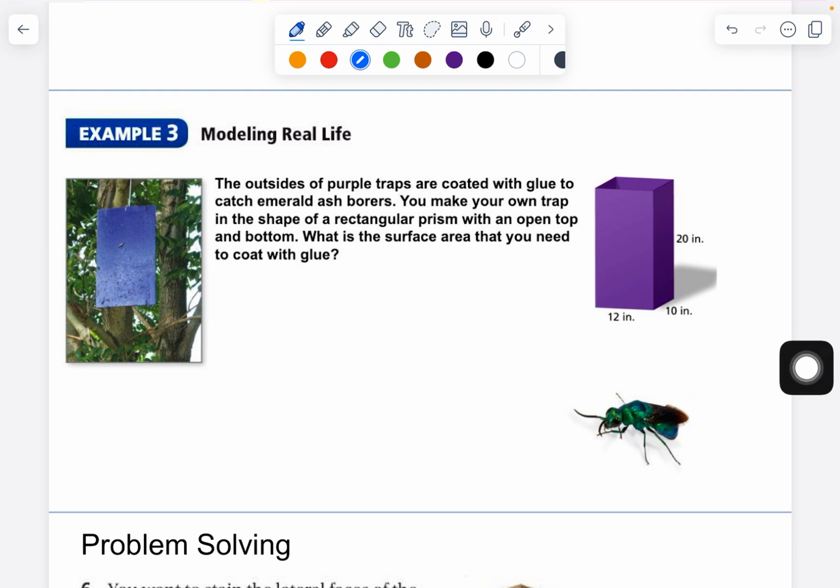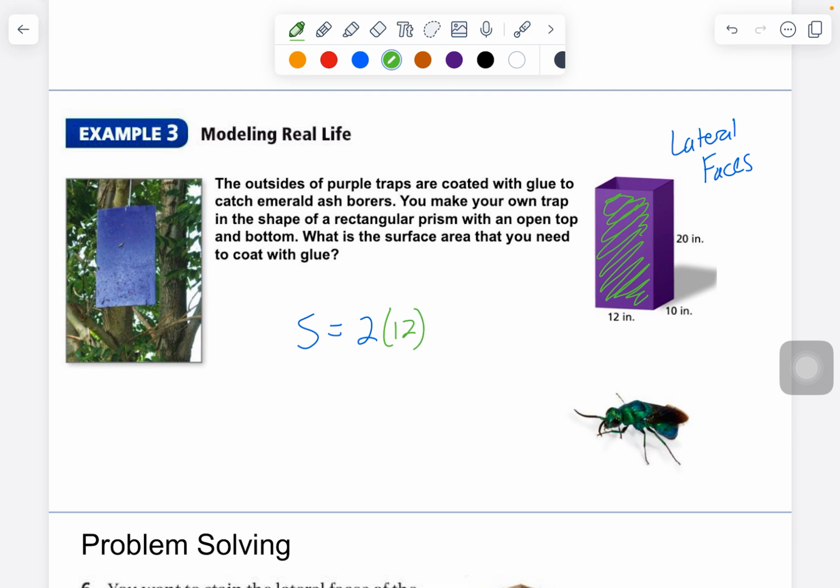Well, if we have an open top and bottom, then we don't have to coat the top and bottom with glue, right? So we're only worried about 4 of the faces, not the 2 bases. So we're really just worried about lateral faces here. Right, so we're going to say the surface area is going to be 2 times, let's do the front one. So I like calling them front, back, left, and right. 12 by 20, because this height, remember, is 20 all the way around.